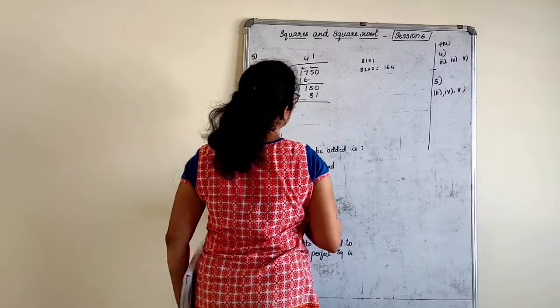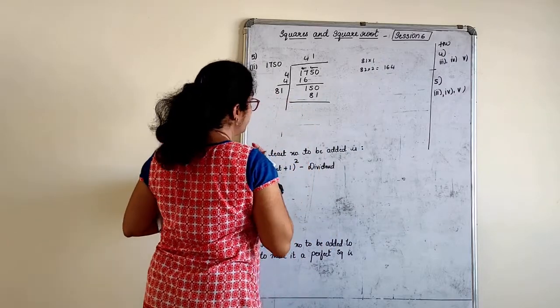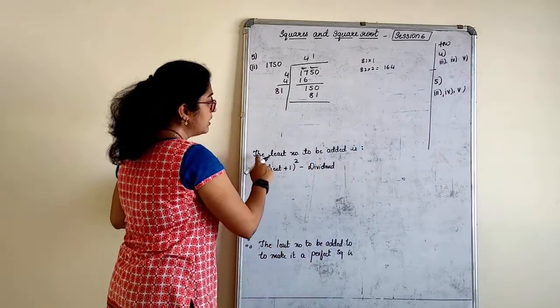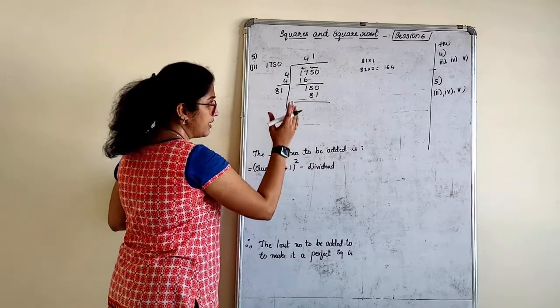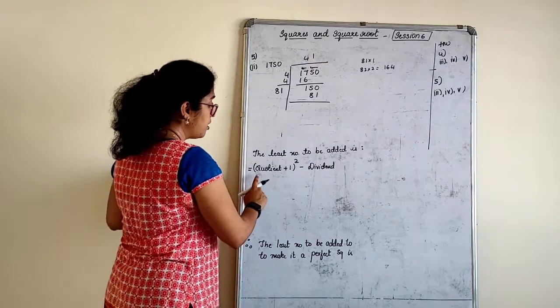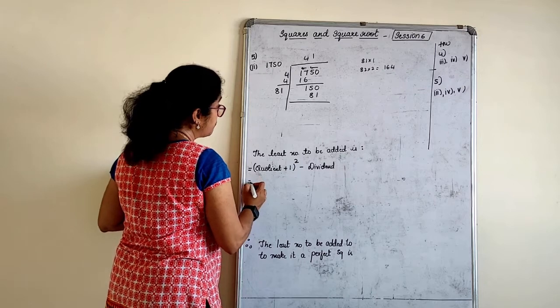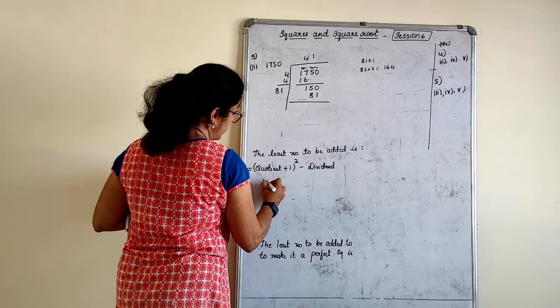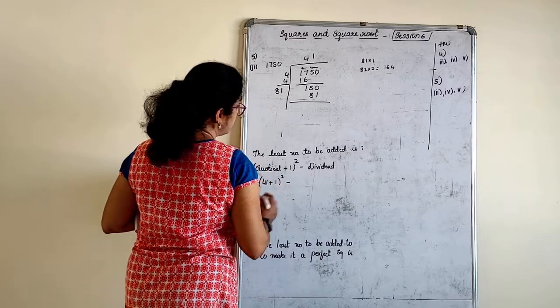What we will do here is, even if you don't divide it, it's fine. What will we do here now? The least number to be added is quotient plus 1 whole square minus dividend. Fine, you can even leave it as it is because we are mainly concerned with the quotient. What is quotient here? Quotient is 41. Plus 1 whole square minus dividend.